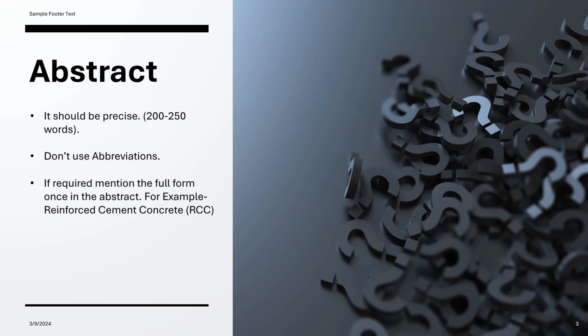In bracket you have to write RCC, and then if you have to use RCC in the next line of the abstract, there you can use RCC. But for the first time, you need to write the full form of RCC, and then in bracket you have to write RCC. This is very important because these are the minor objections which usually arise during the scrutiny of your paper. So please keep in mind that do not use abbreviations. Just write the full form at least one time, the first time in your abstract.